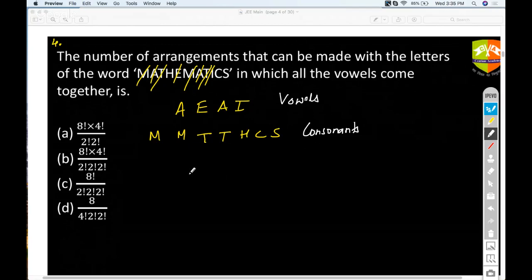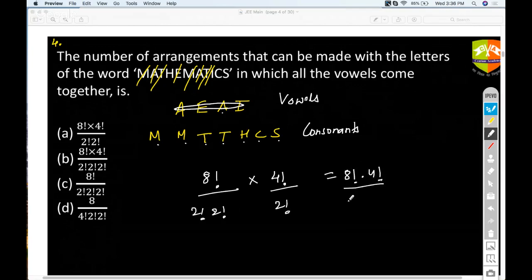Okay, mostly people are going with B. So in this, we are going to apply string theory. We are going to tie this up. So we have 1, 2, 3, 4, 5, 6, 7, 8 alphabets. But out of that, I think 2 M's and 2 T's are repeated. And not only that, you can make an intra arrangement of the vowels that can be done in 4 factorial divided by 2 factorial because 2 is repeated. So that's going to be 8 factorial times 4 factorial by 2 factorial, 2 factorial, 2 factorial.